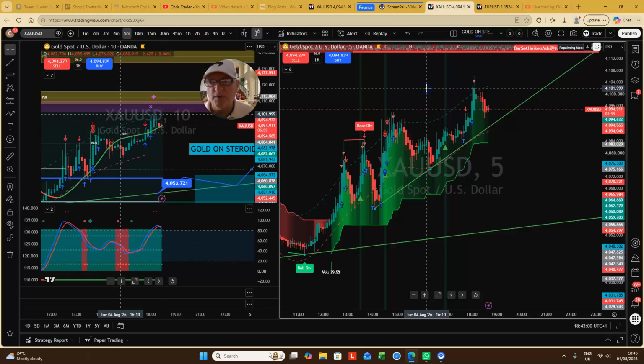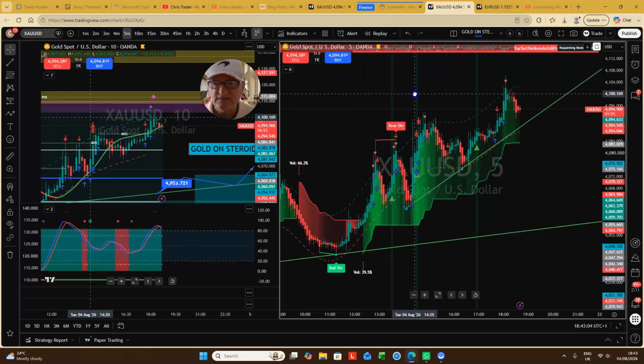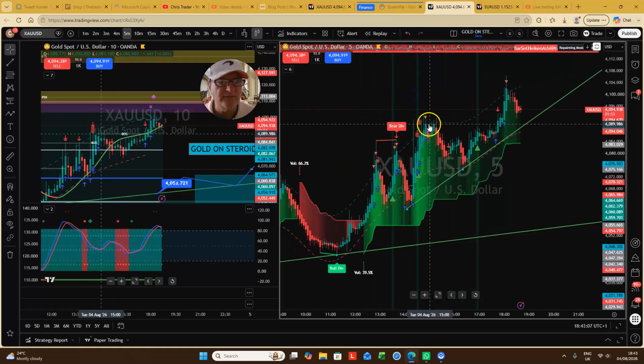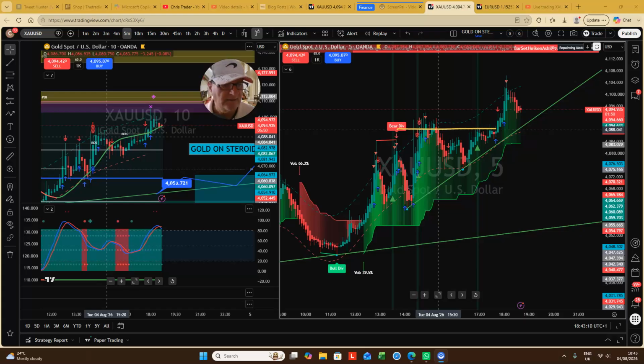Now, breaker structure is slightly different in that it confirms that we have a continuation pattern going on. So this here is the breaker structure, as you can see there, and the price goes up.